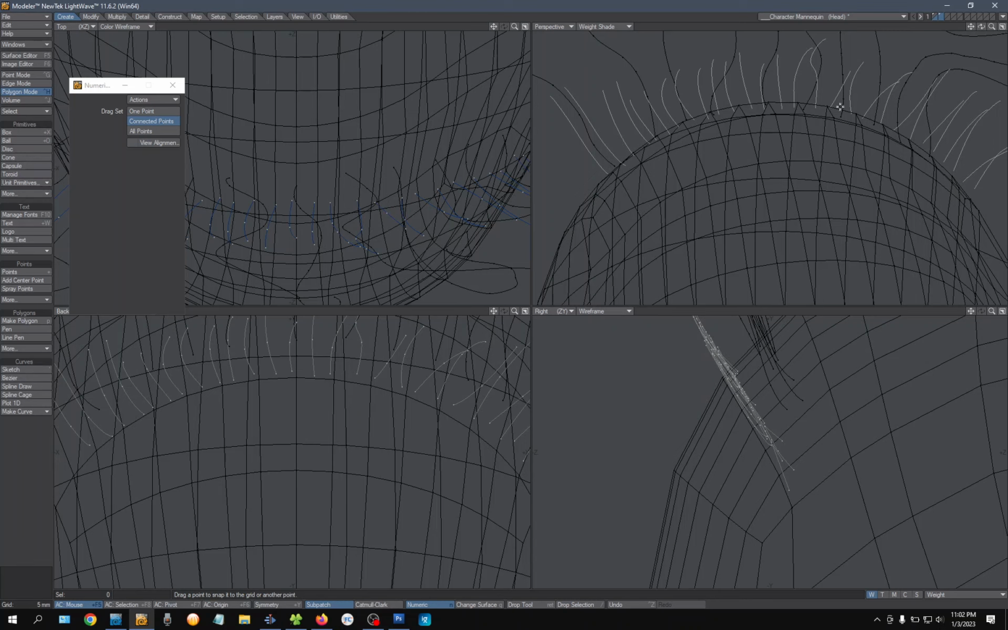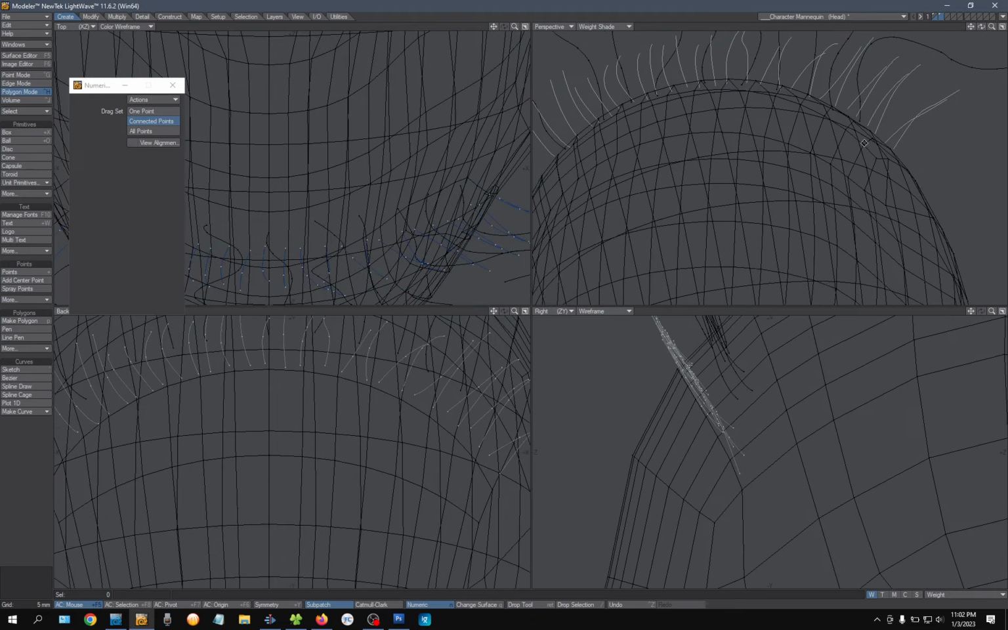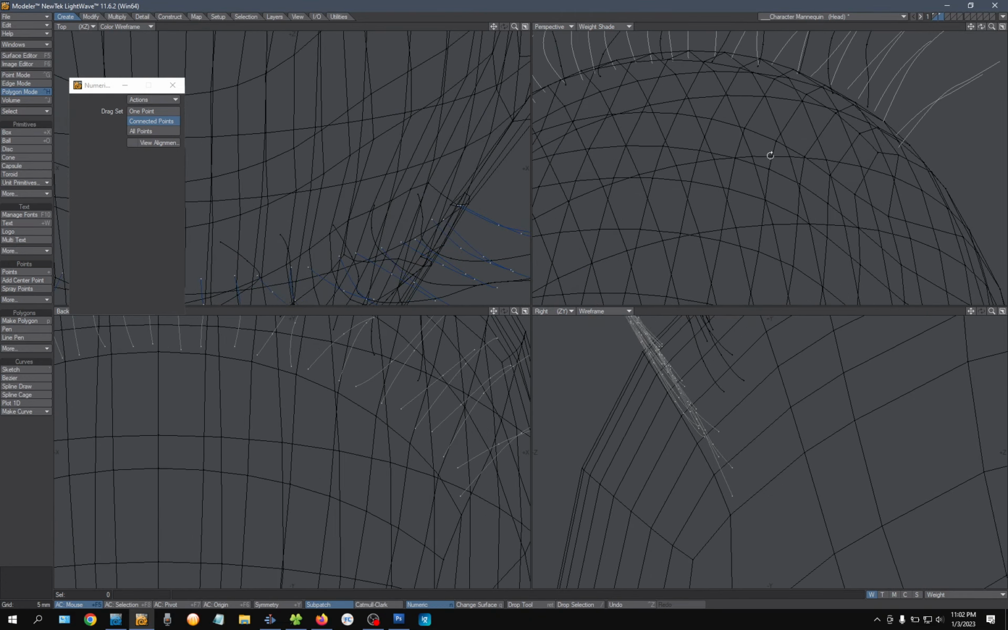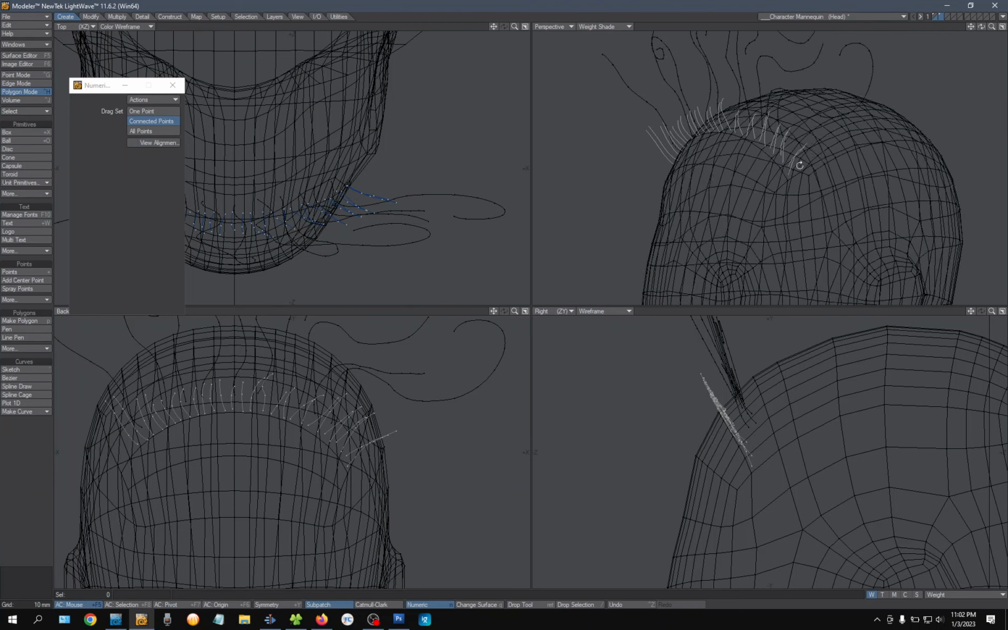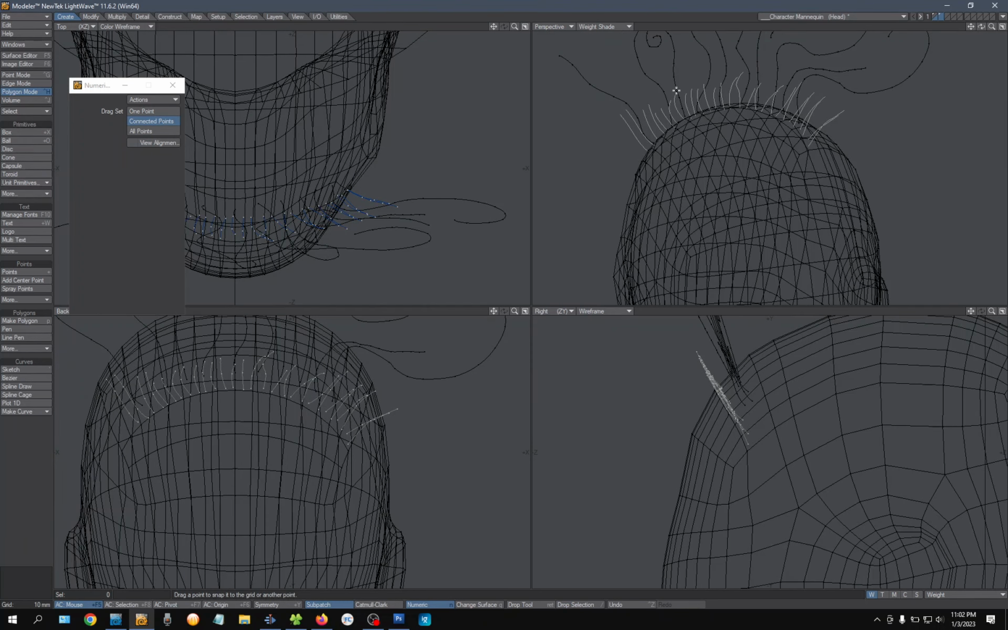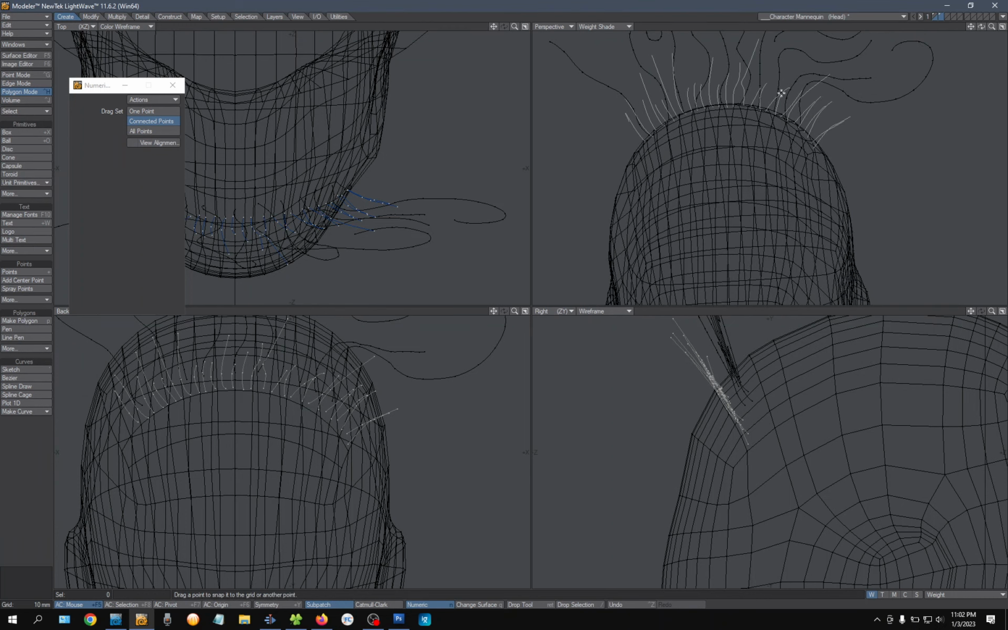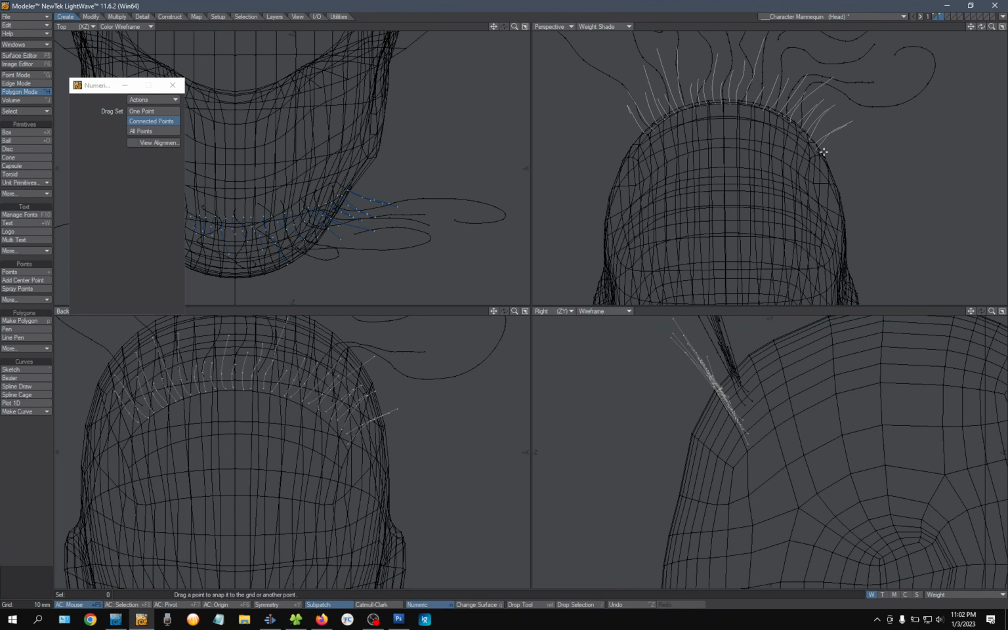By doing this, you can get a nicer hairline at the very front here. I'm not gonna get into this too much, but yeah, you get the idea. So it's not really a magic solution, but something to consider.